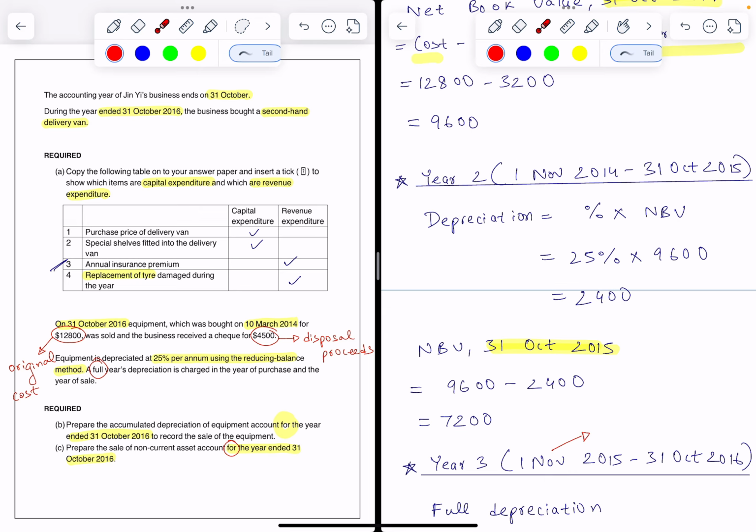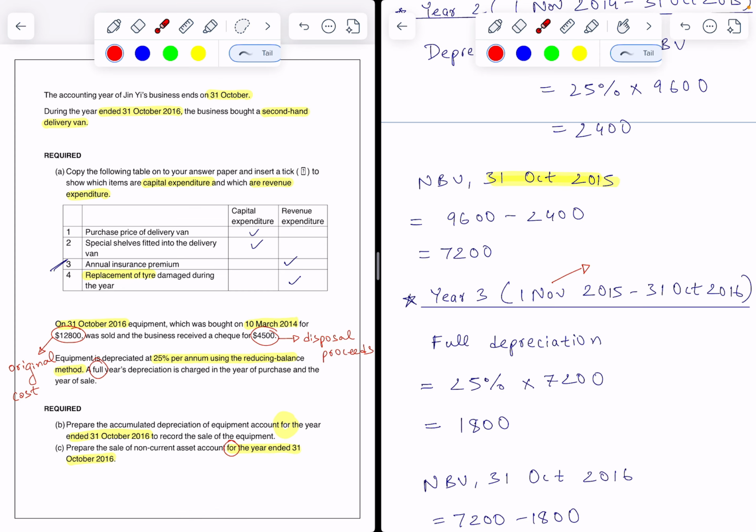Now, in this formula, we are also incorporating the original net book value equation of finding the cost less the accumulated depreciation. Since we already have the net book value from the previous year of $9,600, all we have to do is subtract an additional depreciation expense for the second year. That way the accumulated depreciation gets taken care of, all right? So that gives us a net book value at 31 October 2015 of $7,200. Now we're moving to year 3.